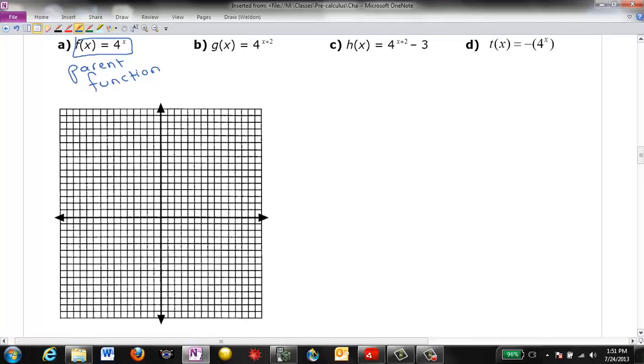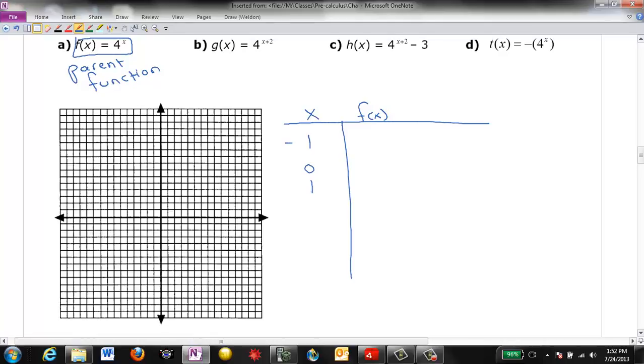Okay, so we're going to start with 4 to the x. And I'm going to create a table over here, say x, and then we'll say we have f of x, and I'm going to pick a couple of points. It doesn't really matter what points you pick, just pick 3 good points. If you really want to, we can pick -1, 0, and 1 as 3 points to work with here, and we'll plot those points and see what happens to our curves as we perform the transformations indicated in B, C, and D. Okay?